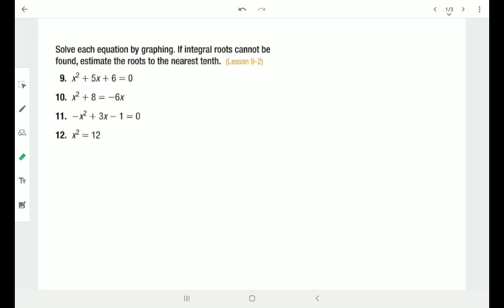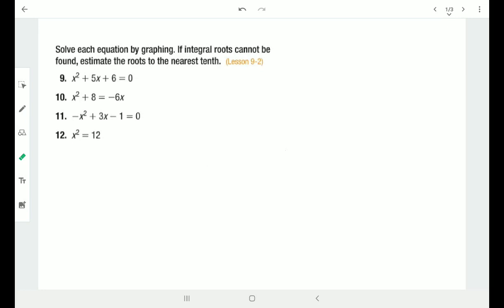And if you remember right, when we solve equations by graphing, we are looking for where it crosses the x-axis. And it says if the integral roots cannot be found, which just means if the roots aren't nice and easy numbers, just round them to the nearest tenth. We're going to estimate it to the nearest tenth. Okay. So remember, you have access to the Desmos graphing calculator, and I really recommend you just using that, and it's going to make this so much nicer and easier to do.